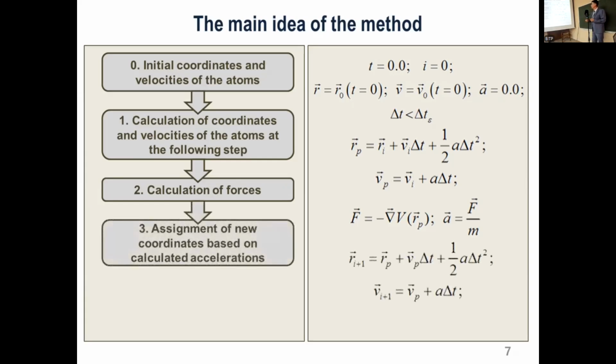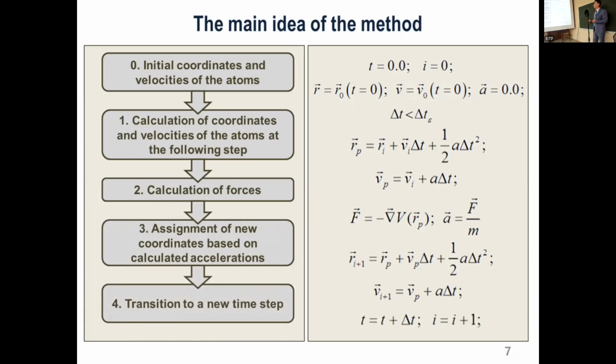And after that, we can calculate the following time step using the accelerations that we obtain from the force, from the potential, and also we can calculate the velocity. And then we move to the next iteration, and in such a way we calculate the trajectory of each particle, and we can have the evolution of the system.